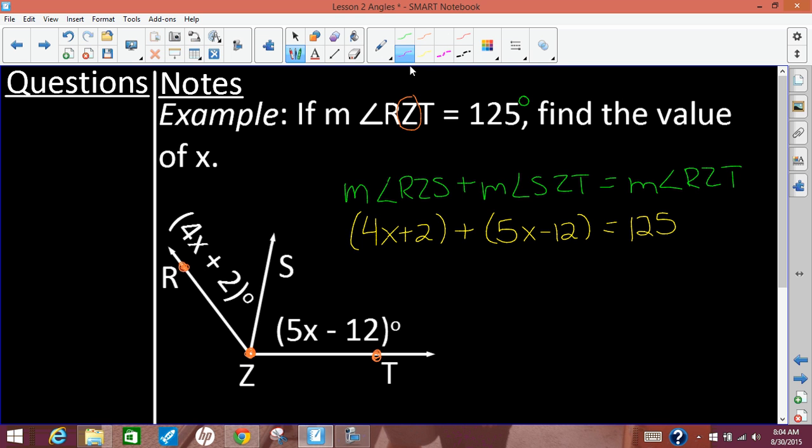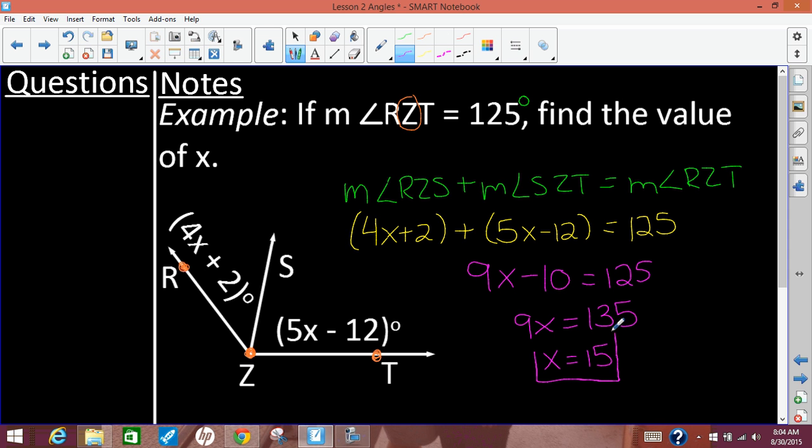So now we have to do some solving. We have a positive 4x and a positive 5x, that gives us a 9x. Positive 2 and a negative 12 gives us a negative 10. We'll add 10 to both sides. And we'll divide both sides by 9. And I believe that gives us x to be 15. So now we could plug x back in here and here, and if we simplified both of those, they should add up to be 125.